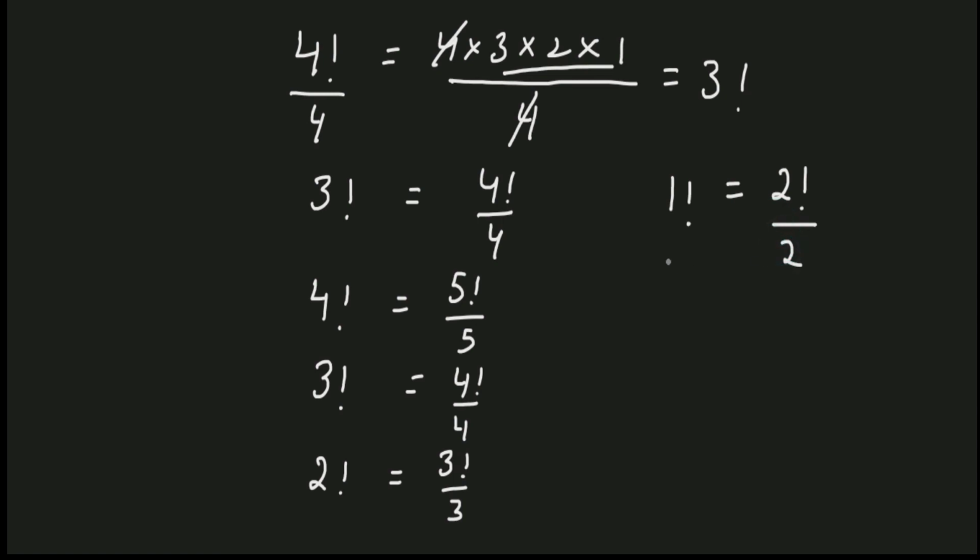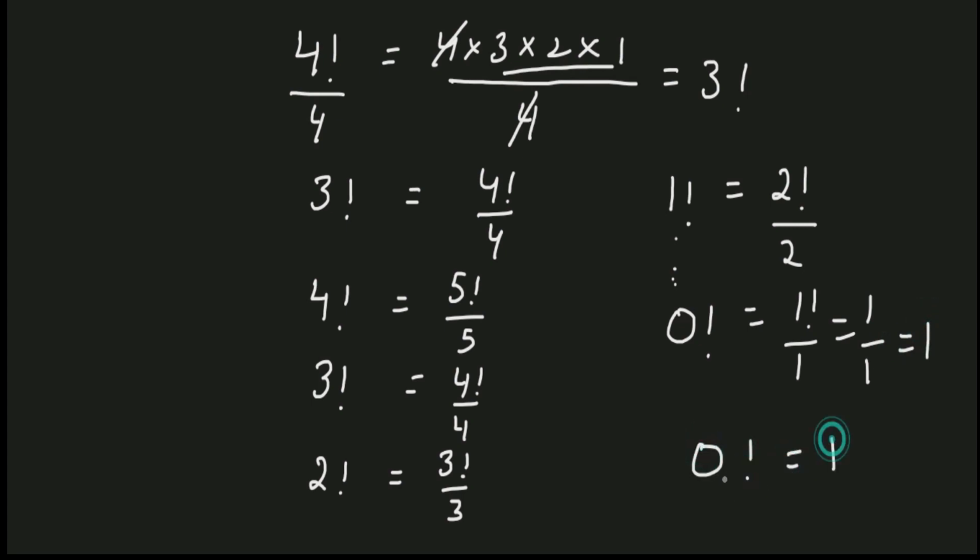So next, what would be the number? It is nothing but 0 factorial. So 0 factorial would be equal to 1 factorial upon 1. And what is 1 factorial? 1 factorial is 1. 1 upon 1 is equal to 1. So 0 factorial is equal to 1. Thus we prove the result that the value of 0 factorial is equal to 1.